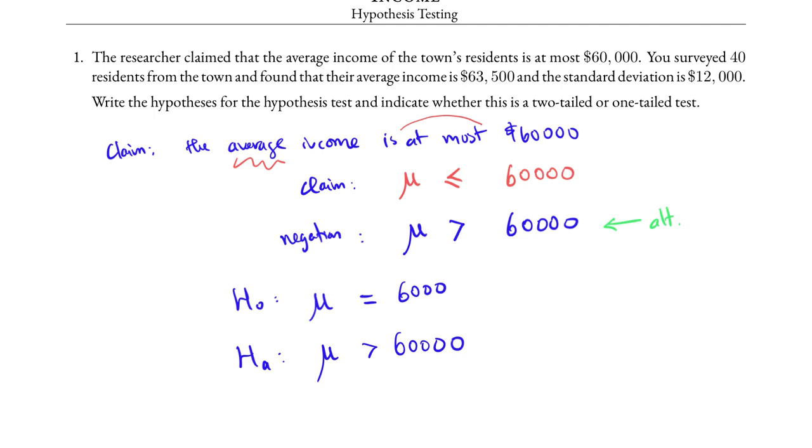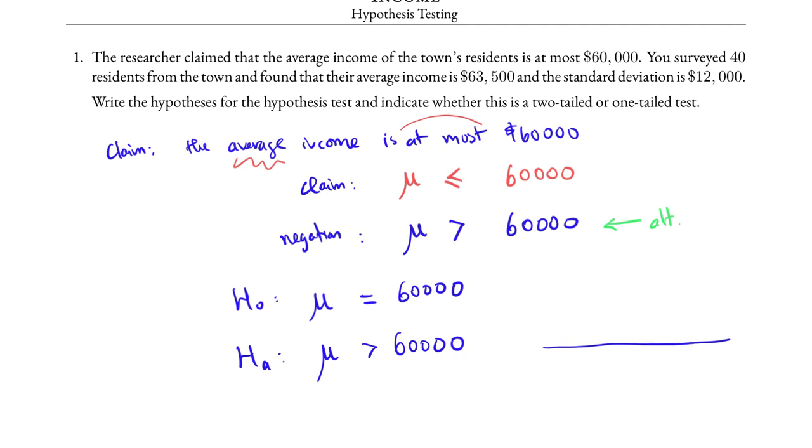And if we use mu for the alternative, we have to use mu for the null. If we use 60,000 for the alternative hypothesis, we would have to use the same number, 60,000, for the null hypothesis. And so there we have it, the hypotheses, both null and alternative, for the hypothesis test.